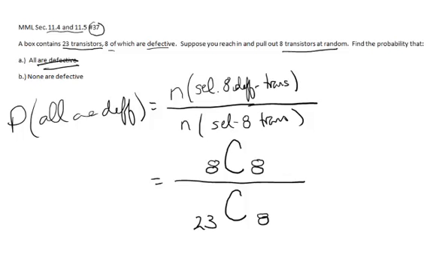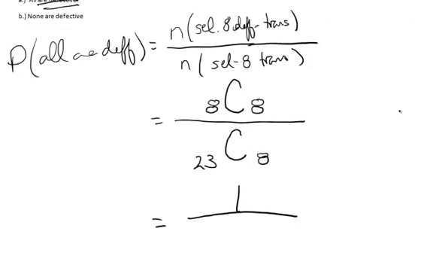Crunching these numbers, there's no reason to crunch 8 choose 8 on a calculator. 8 choose 8, or 20 choose 20, whatever that is, will always be 1. And then crunching the denominator gives us 490,314.